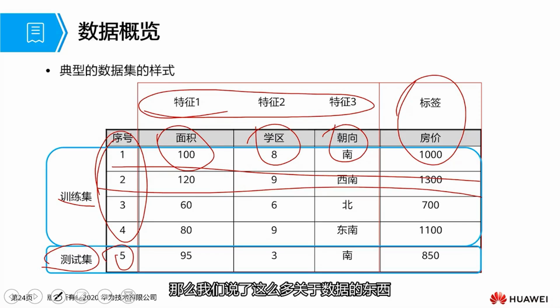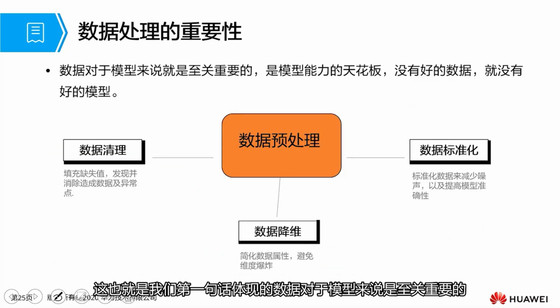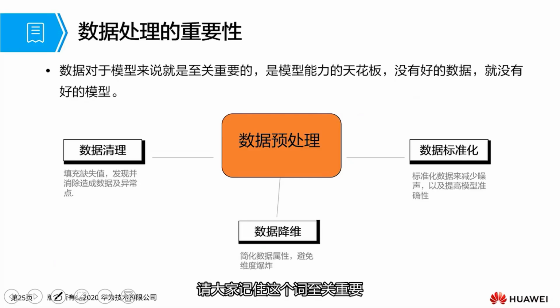Why is data so important? We need to emphasize data in this way. This is reflected in our first sentence: data is crucial for the model. Please remember this word, crucial. It is the ceiling of model capability. Without good data, there won't be a good model.